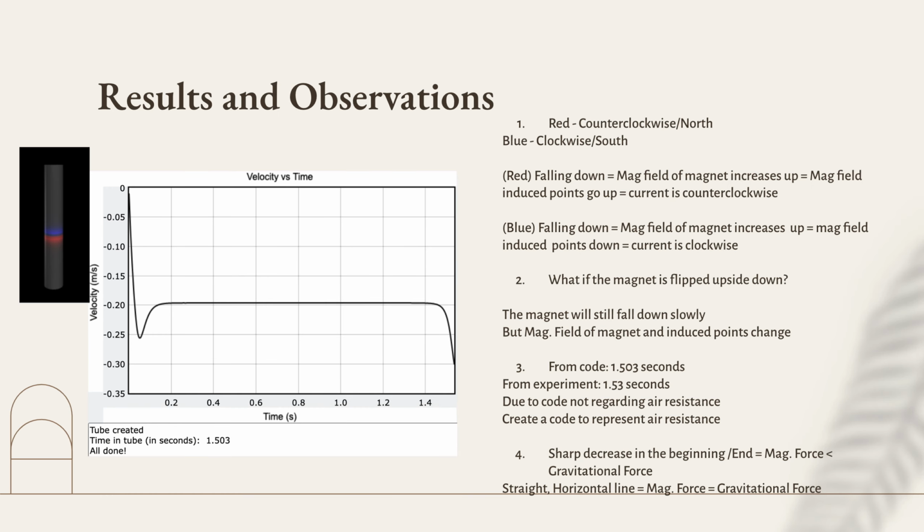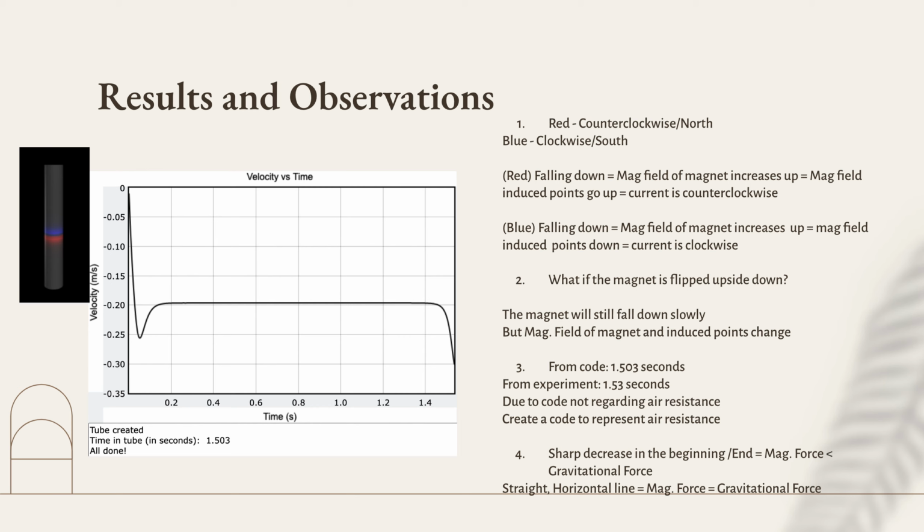This is the end result of my code. I found that red represents counterclockwise and blue represents clockwise using Lenz's law. The process is explained down here. When the magnet is flipped upside down, there will be no change, but the magnetic field of the magnet and induced points will change.